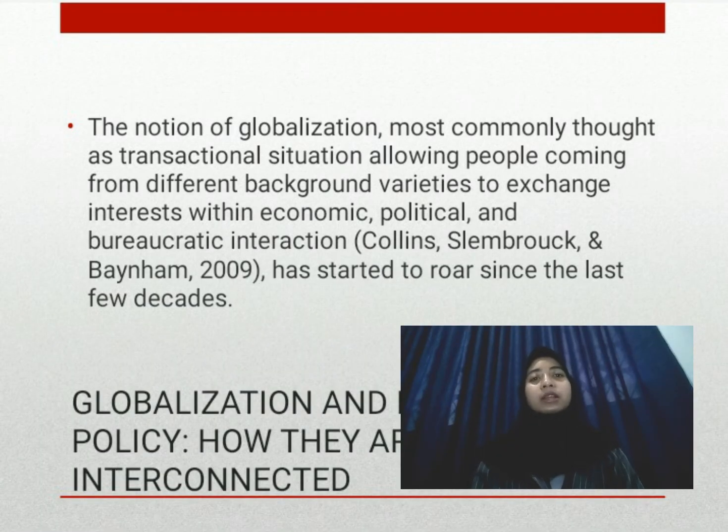Globalization and language policy, and how they are interconnected. The notion of globalization is most commonly taught as a transactional situation allowing people coming from different backgrounds and varieties to exchange interests within economic, political, and bureaucratic interaction. According to Collins, Sandberg, and Bainham (2009), it has started to roar since the last few decades.